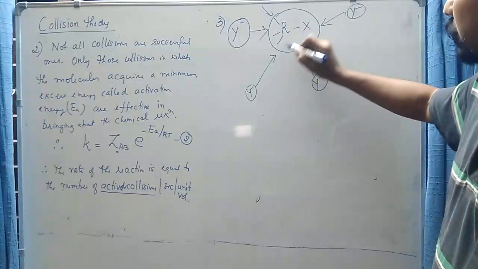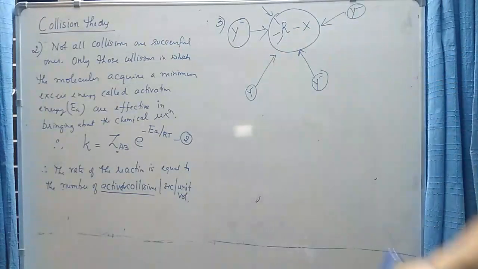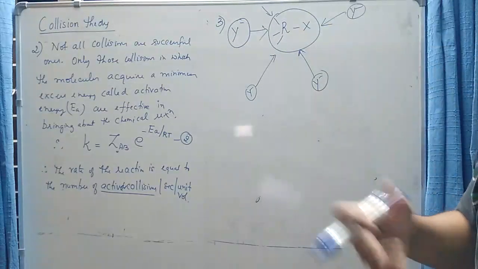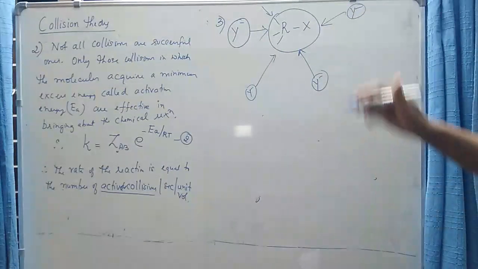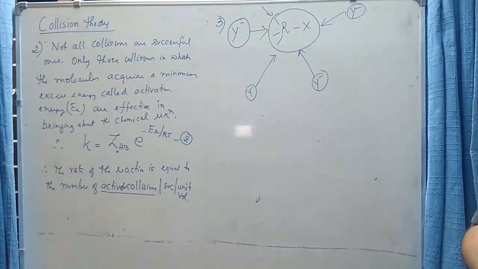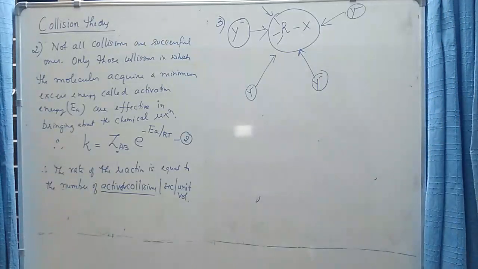And the collision between the substrate and the nucleophile in any direction may be an activated collision. For example, this collision may result in an activated collision, or this collision may also result in an activated collision. But in spite of this happening to be an activated collision, the reaction will not take place. So though the molecules are activated on collision, the reaction will not take place because the molecules have to collide with the proper orientation. And what is the rule of such a nucleophilic substitution reaction?